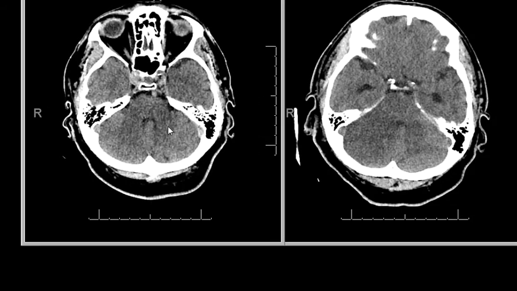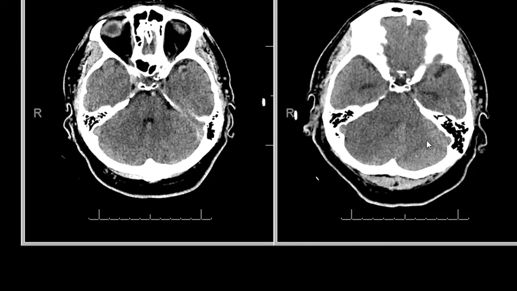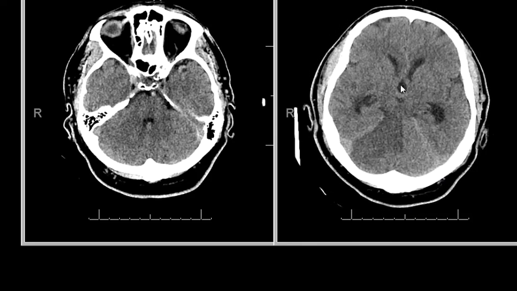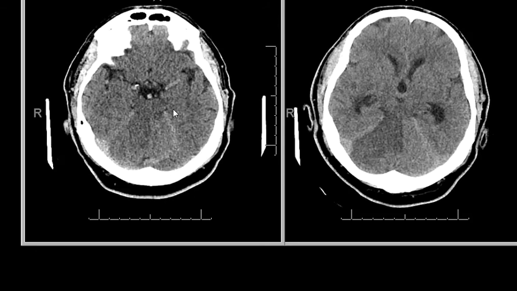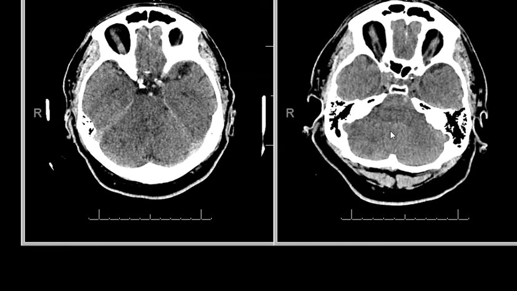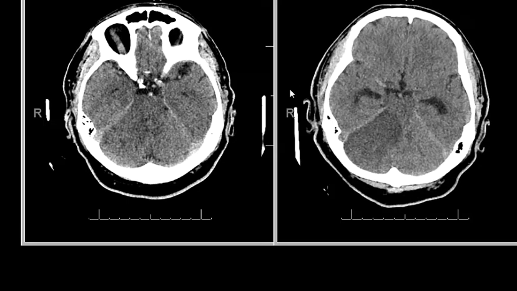What's not that obvious pre-intervention is now the swelling and the compression of the fourth ventricle, resulting in hydrocephalus, where there was no hydrocephalus then. So this patient will probably need more intervention to shunt the brain. This is an ongoing case.